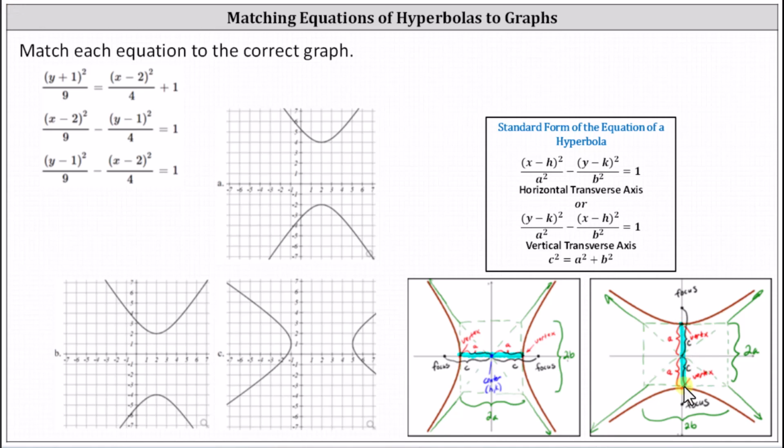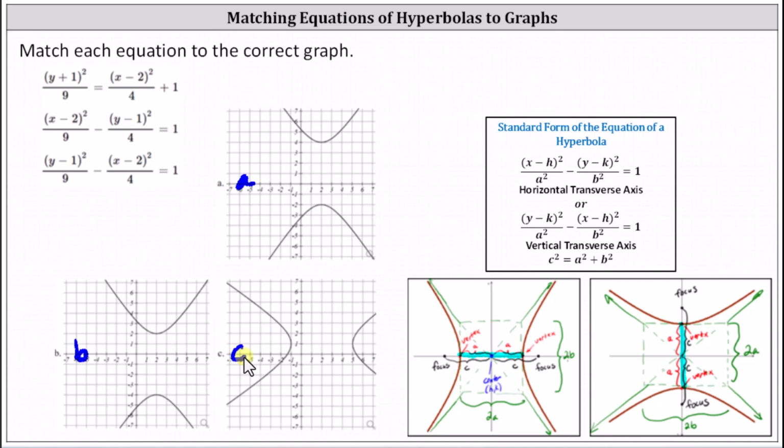Again, the endpoints are the vertices. The center is the midpoint of the transverse axis, which is also the point h comma k. This information alone should be enough for us to match the equation to the correct graph. Let's first analyze the three graphs. It may be hard to read. This is hyperbola A, this is hyperbola B, and this is hyperbola C.